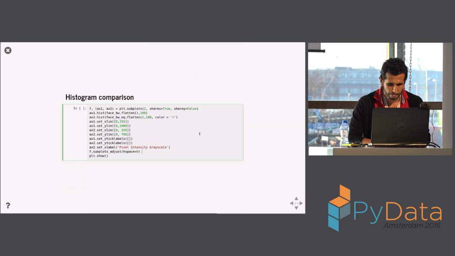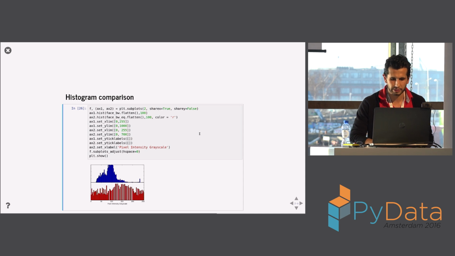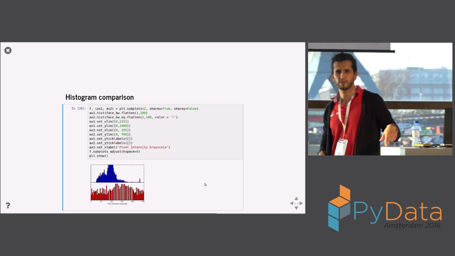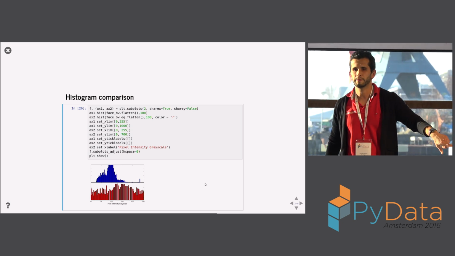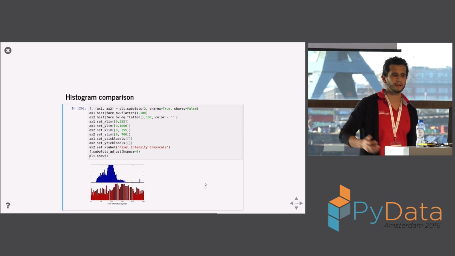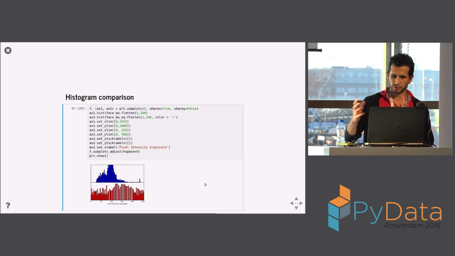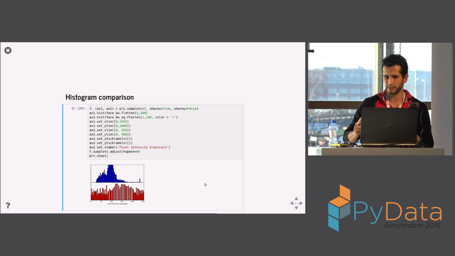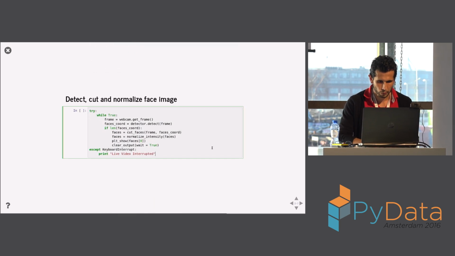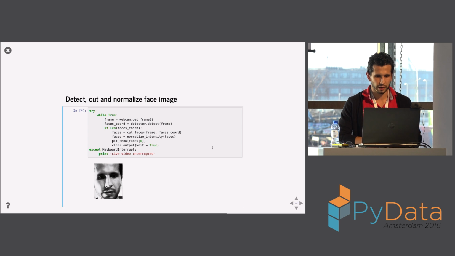And this is just to compare the histograms. The blue one is the histogram of the original picture, and the red one is the histogram of the picture afterwards. You can see how it completely got extended, and because of this, the pixel intensities get more separated, so the features are more prominent. OK, so this is just cutting and normalizing the face, to see the result.